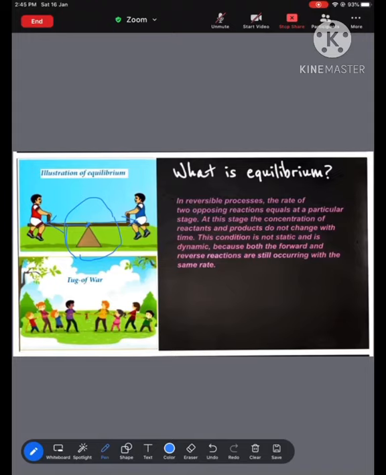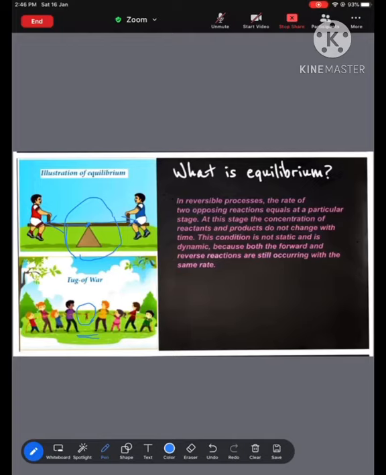The second example is the tug of war game. What happens in a tug of war game? You can find two teams pulling a rope. When one team uses more force, what will happen to the rope? The rope will move towards the team which gives more force. But what happens when both teams give equal force? There is no movement of the rope. The rope is going to be stable in one position. So we can say the system has acquired a state of equilibrium.